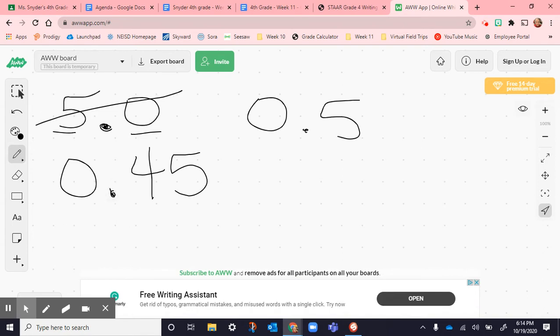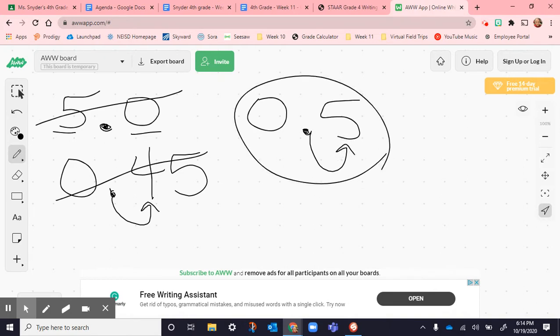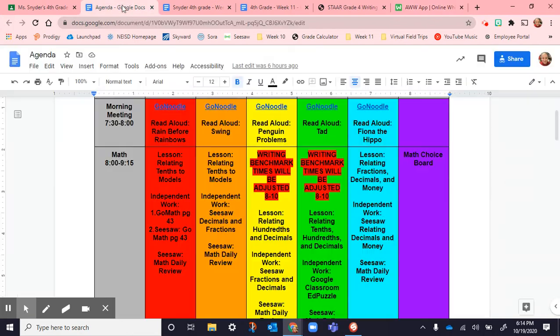Here, we're going to talk about this more on Wednesday, but this 5 is in what's called the hundredths place. Remember, the one that we're looking for is directly to the right, the tenths. So this has a 4, so that's not correct. This one, if I'm at my decimal point and I look directly to the right, I see that 5. So this is the one that shows 5/10. All right. So that was our lesson today.